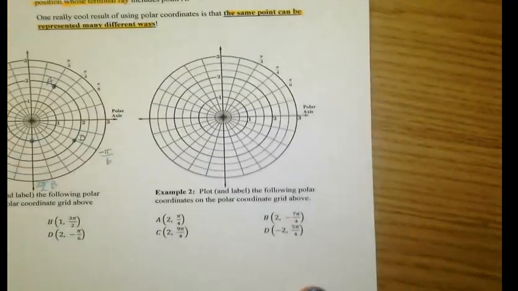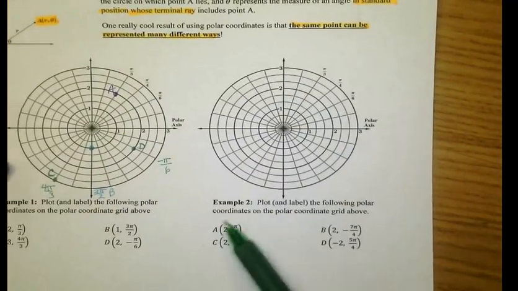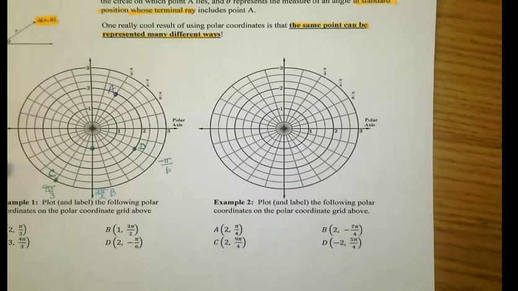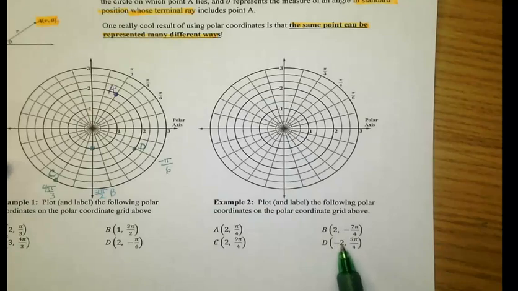So let's move on to example 2. In example 2, we have these 4 points. We're going to plot them. Notice on point D, that's a negative 2. Does that mean the radius is negative? No, it does not. It means the radius is 2, but in the negative direction. And so we'll talk more about that when we get to plotting D.